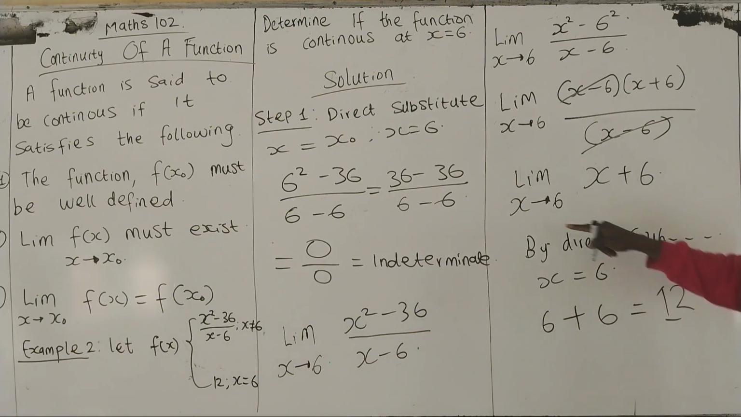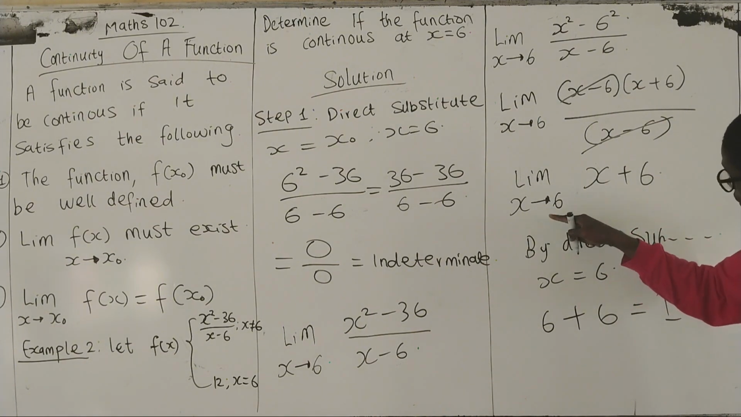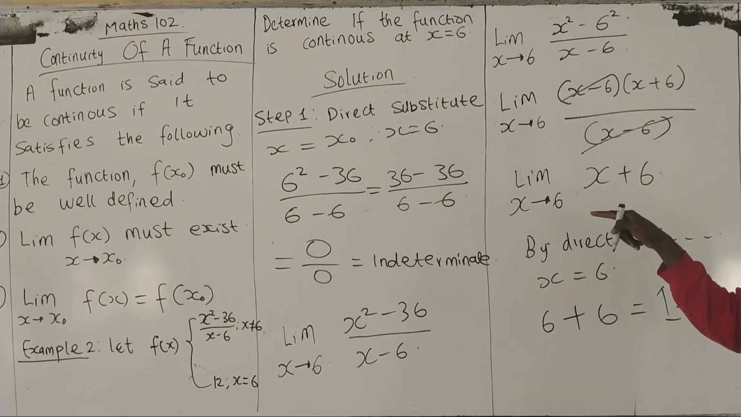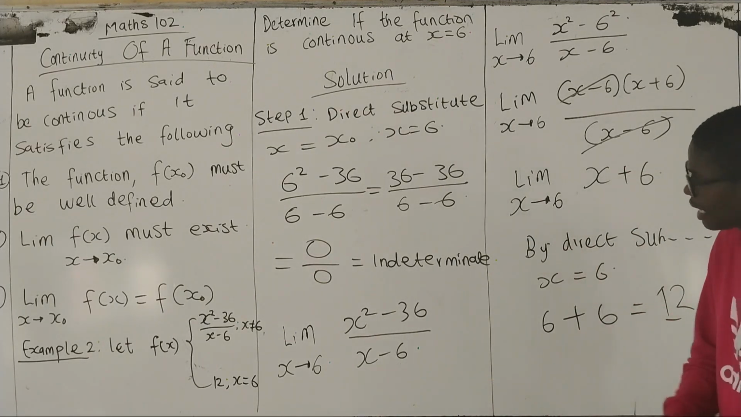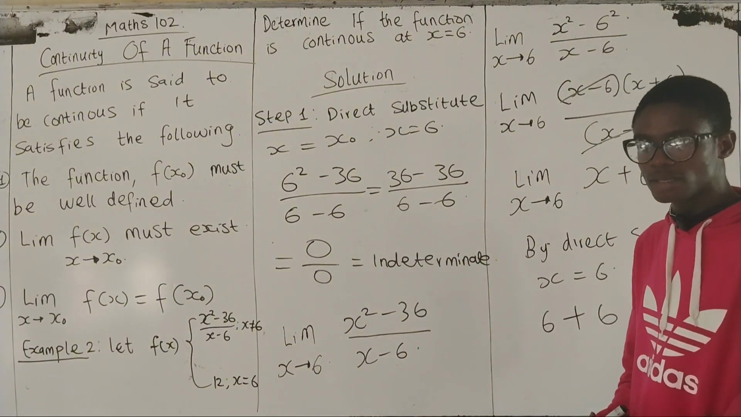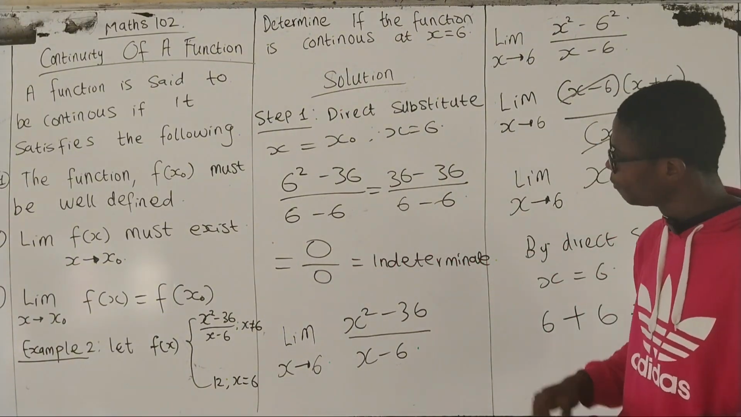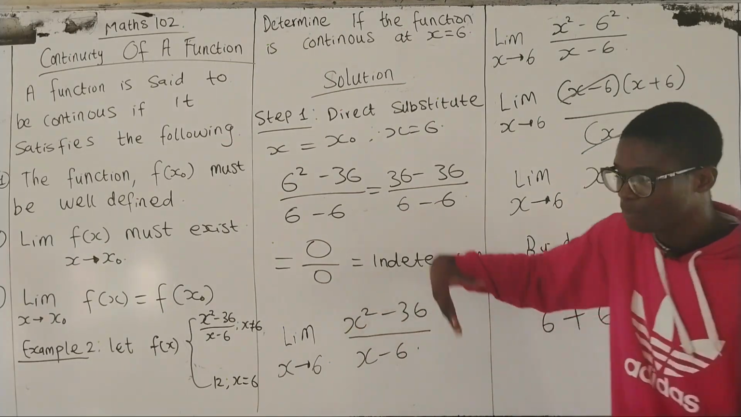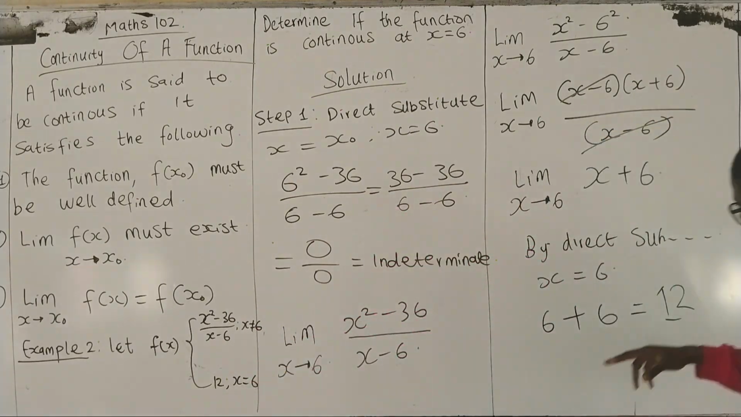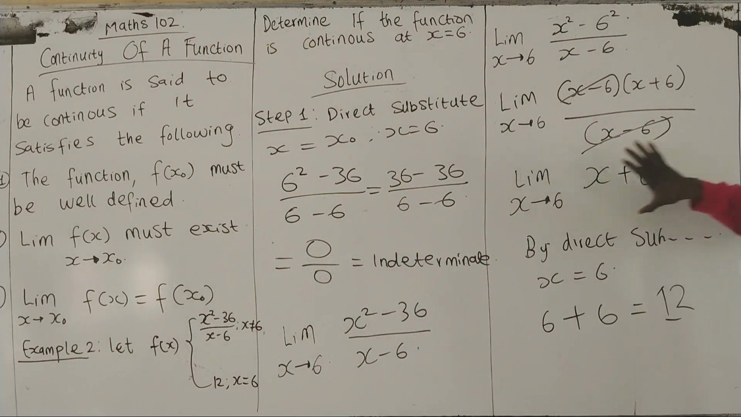12. You don't need to write the limit again. Now you know why? When you are direct substituting, you are not writing the limit. It's when it does not work that you bring back the limit and start solving. When we direct substitute, you will not write the limit because you are putting in 6. When it did not work, that's when you bring back the same limit and work on it. But now we put it in, it worked. It gave us 12. Therefore, there's no more solving.